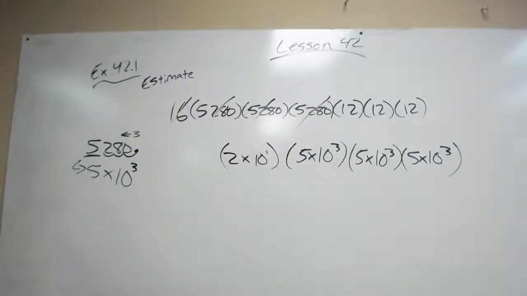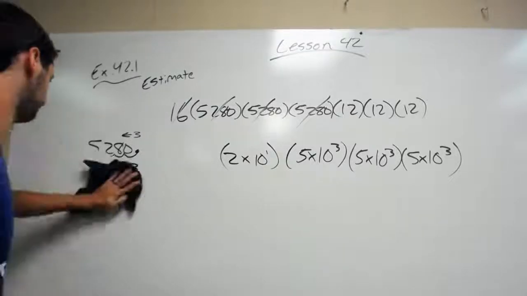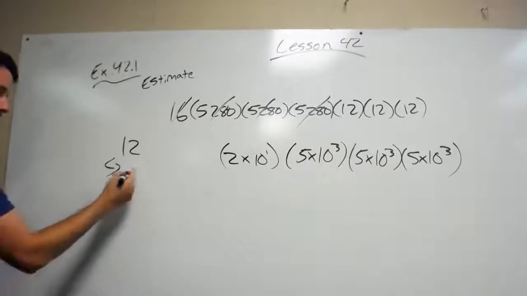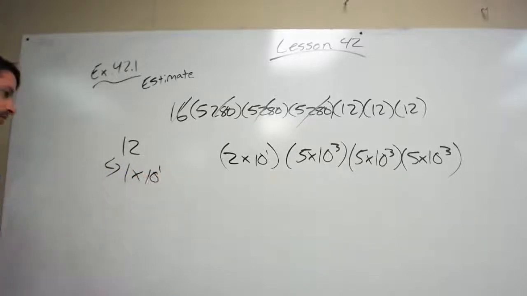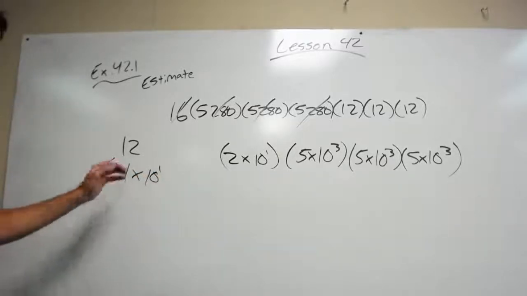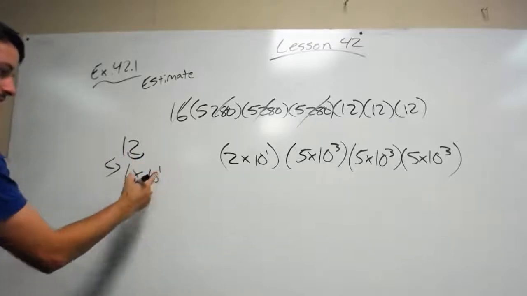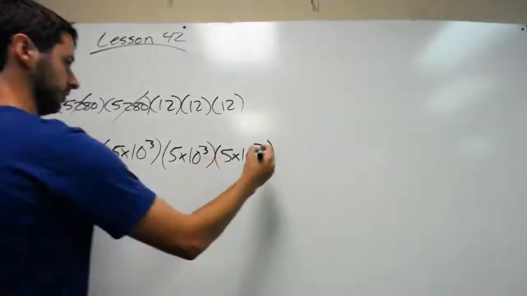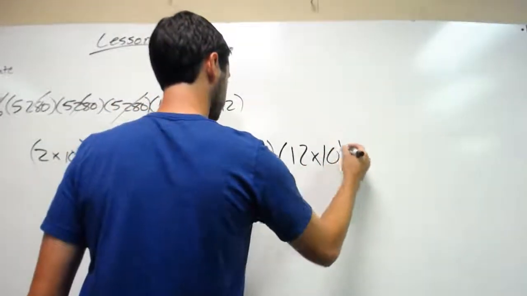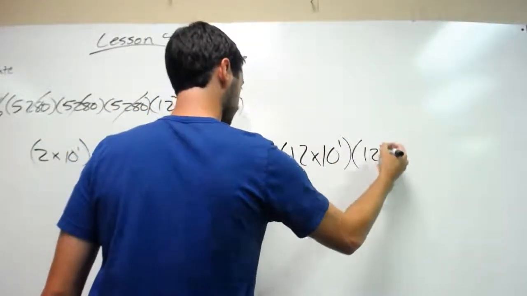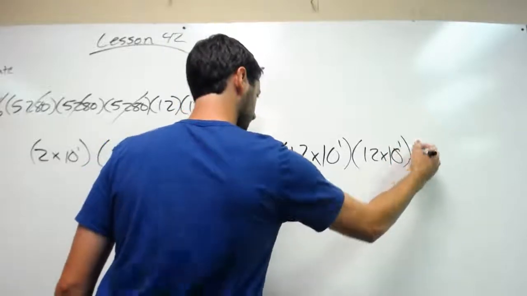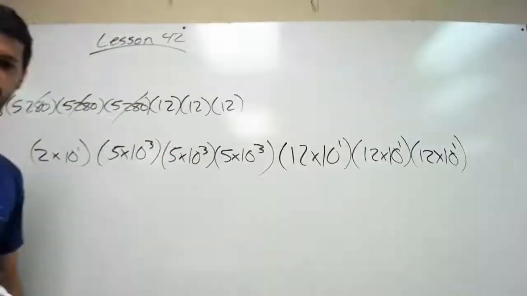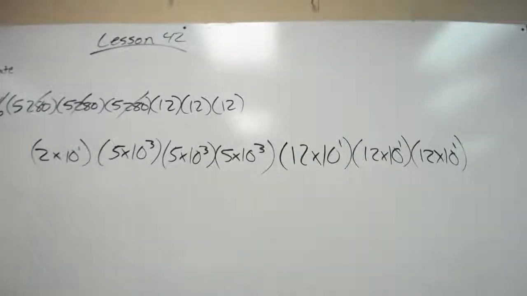So we've done those 3, now we've got to do 12. All right, 12 is going to round to 1 times 10 to the first, because 12 would round to 10. And then we move the decimal 1 time, so we've got the 1 there. So we're going to move this over. 12 times 10 to the first, 3 times. So now we've got it all out there.